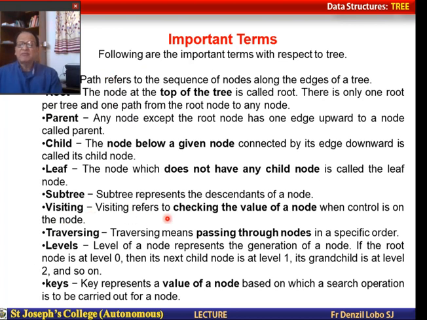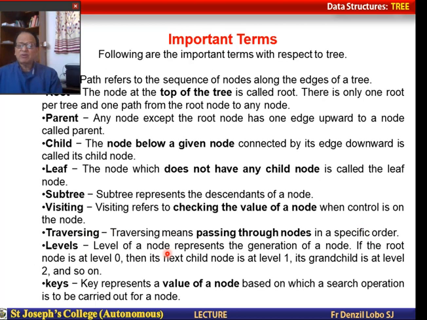Visiting. Visiting refers to checking the value of a node when control is on the node. Traversing. We would continuously like to traverse a given tree. There are different kinds of traversing. We will deal with those, and we will also program that. Traversing means passing through nodes in a specific order, for example, pre-order, in-order, post-order, etc.